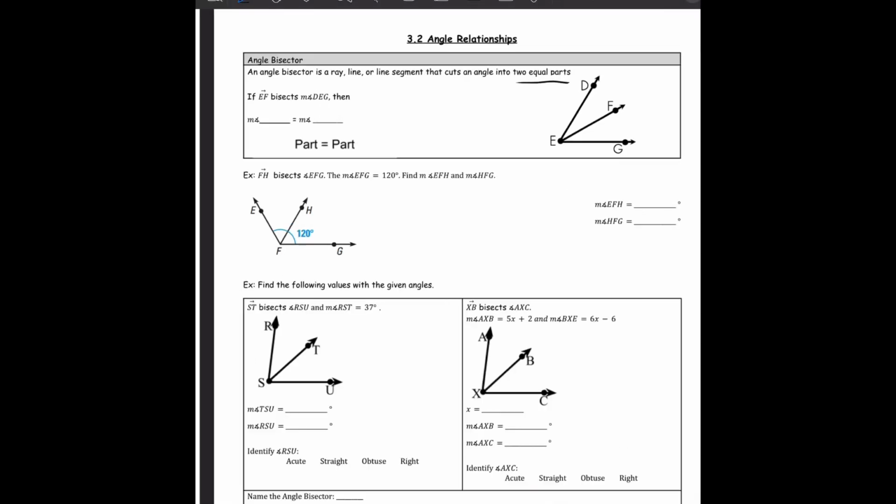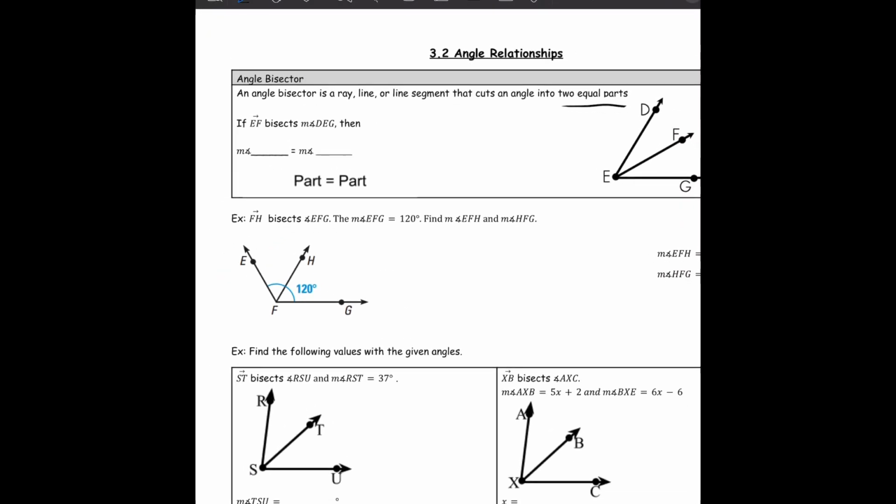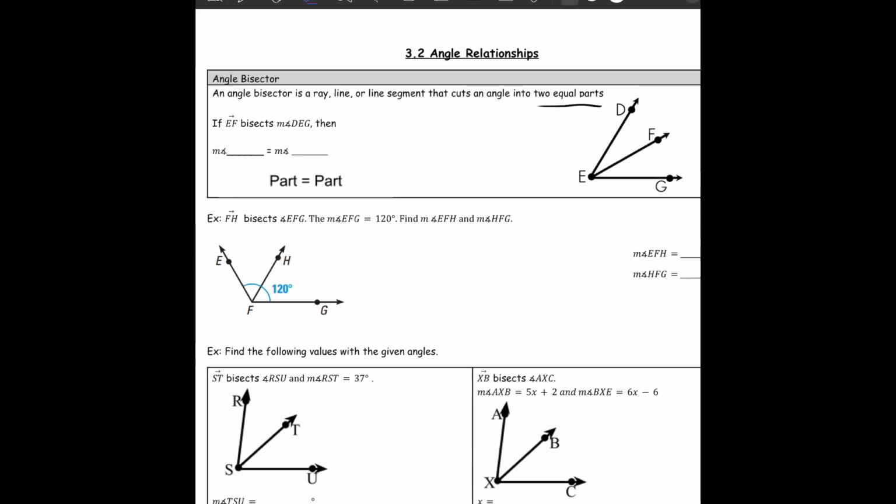3.2 angle relationships. The first thing is the angle bisector. It's a ray, line, or line segment that cuts an angle into two equal parts, which we have talked about before. So it says if EF bisects angle EDG, then what? EF is my angle bisector, so that means the two parts that are cut are DEF and FEG.